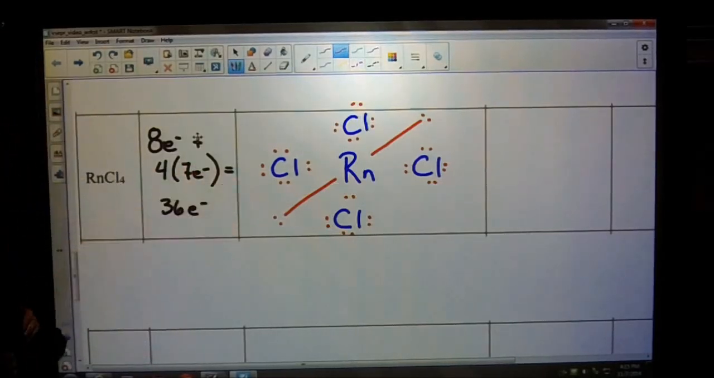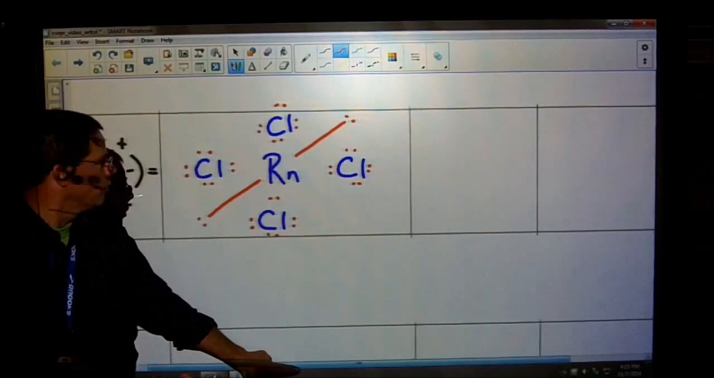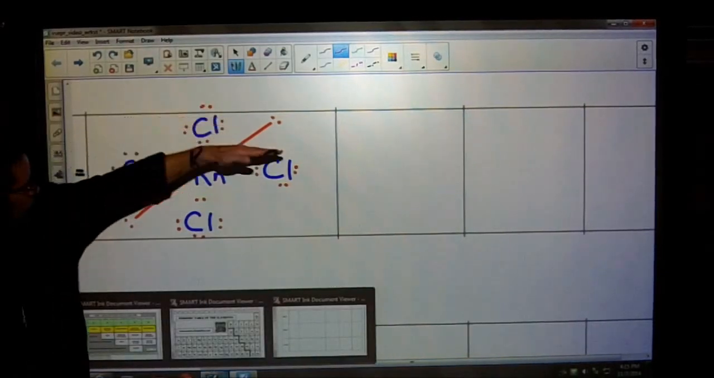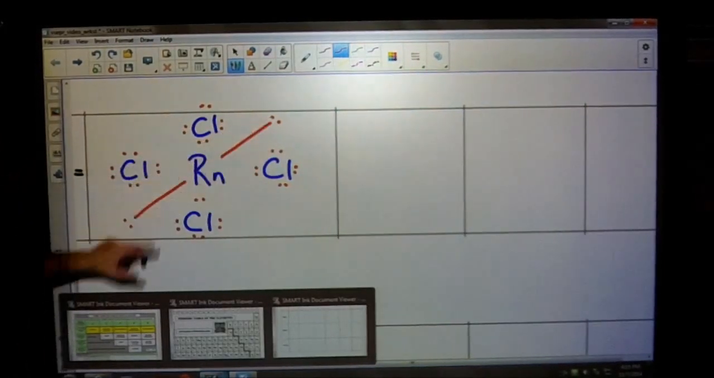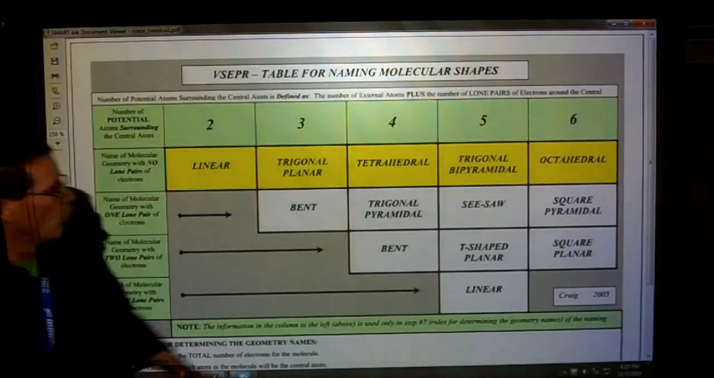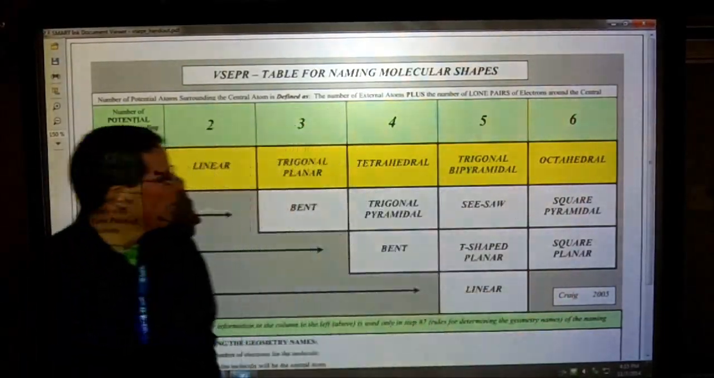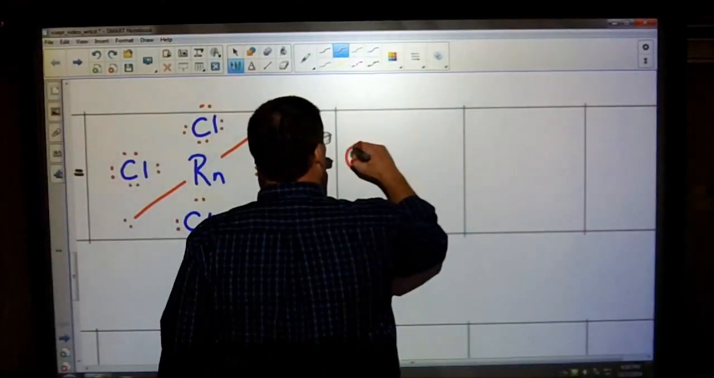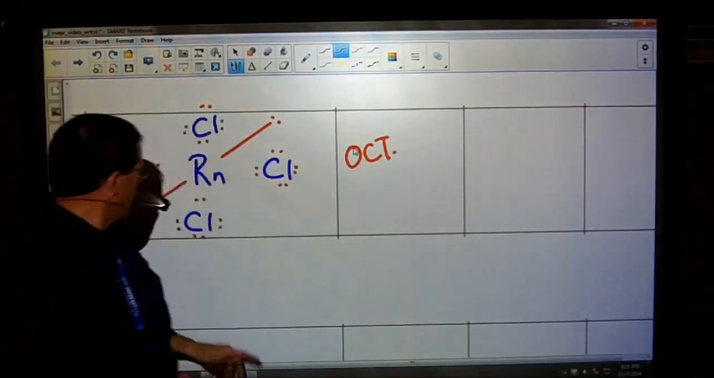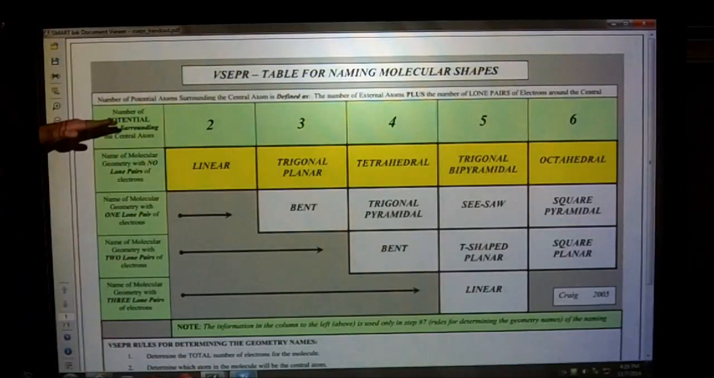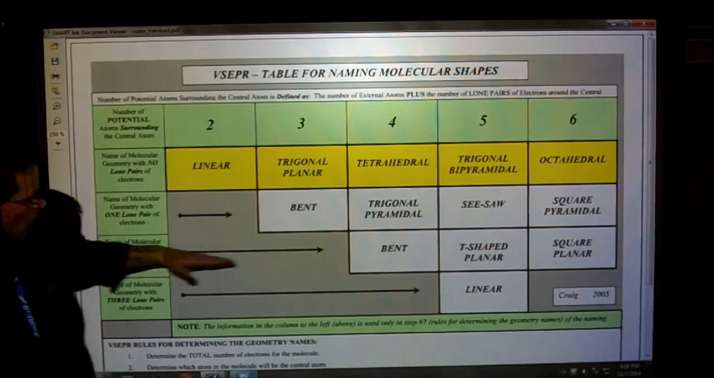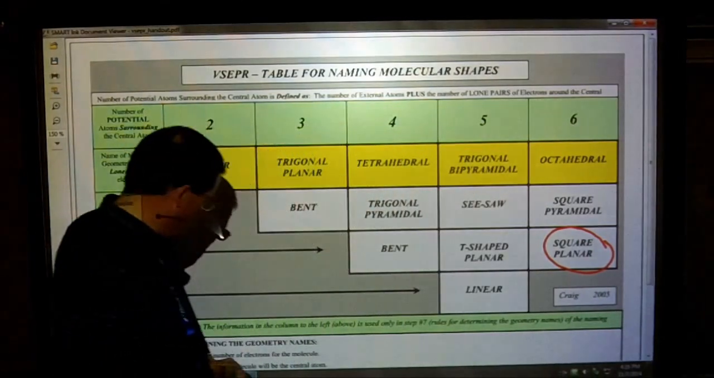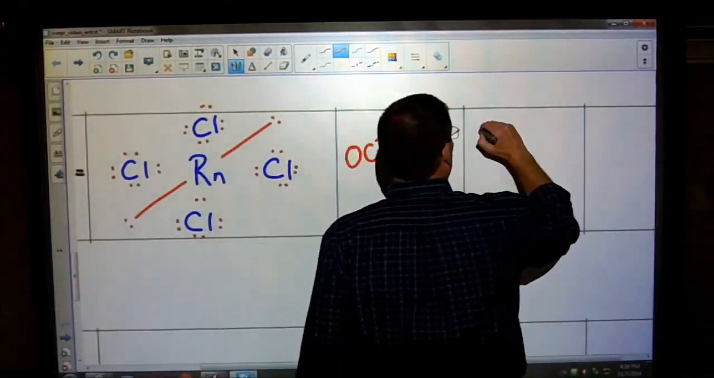All right, so let's ask the question, what is the shape for radon tetrachloride? Actually, let's scoot that over a little more. In other words, I have 4 external atoms plus 2 lone pairs. Very good, total of 6. So we're working out of this column right here. And the first name that we have on there is octahedral. So we have an octahedral shape. But we have 2 lone pairs. So the shape, again, we're working out of column 6, go down 2. So it forms a square planar shape. And I'll show this shape here in a moment. So it's a square planar.